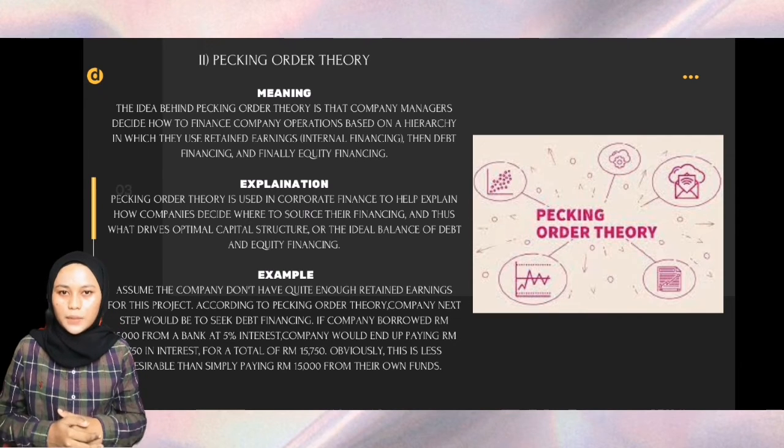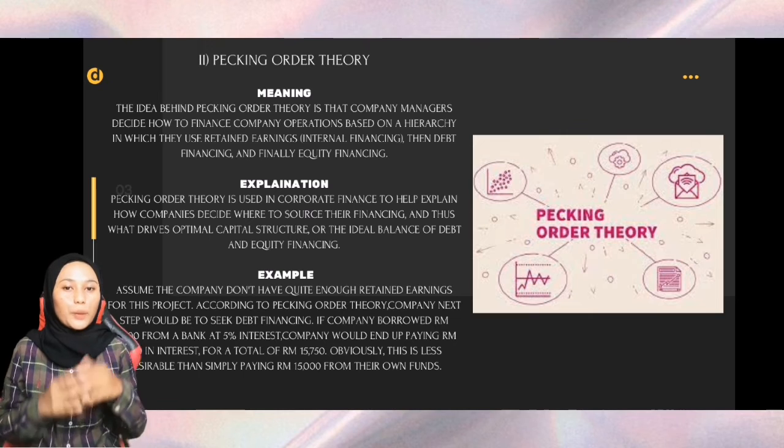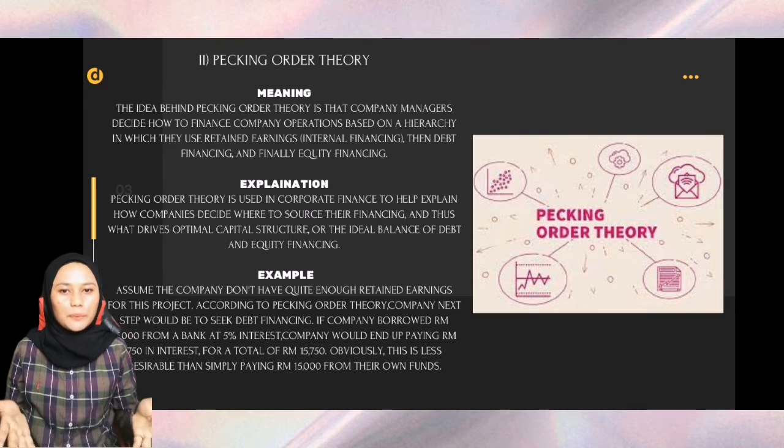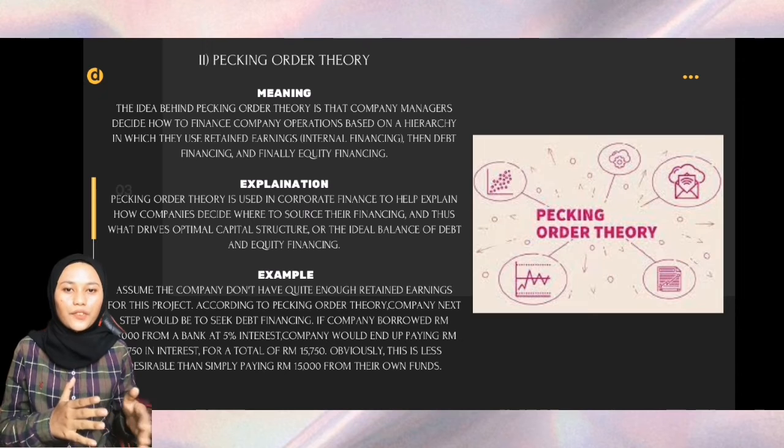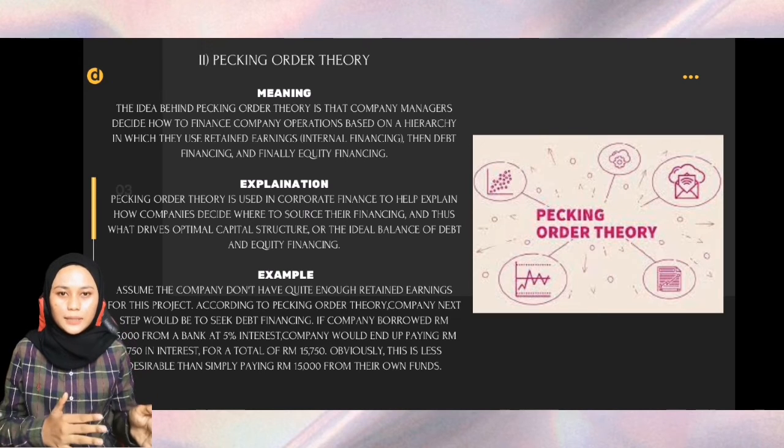For the explanation, pecking order theory is used in corporate finance to help explain how companies decide where to source their financing, and thus what drives optimal capital structure, or the ideal balance of debt and equity financing.